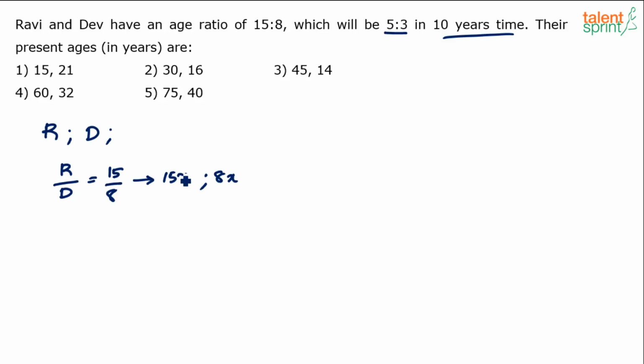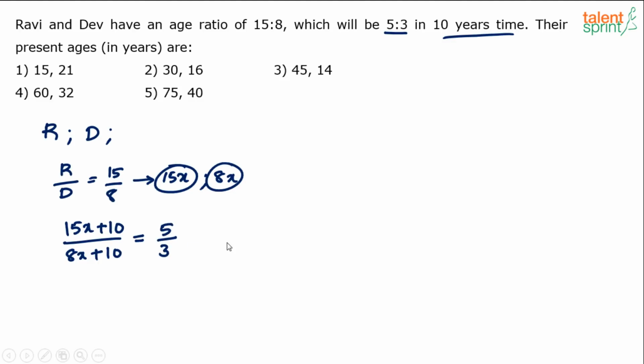Now understand, present age of Ravi is 15x. So 15x plus 10 will be the age of Ravi after 10 years, divided by Dev's age after 10 years, 8x plus 10. This is going to be in 5/3 form. You're able to follow. 10 years later, the age ratio will be 5:3. So 15x plus 10 and 8x plus 10. Now, can you not simplify this equation and get the value of x? Yes. Find the value of x and then you'll get the present ages.